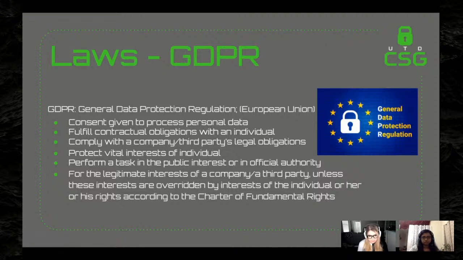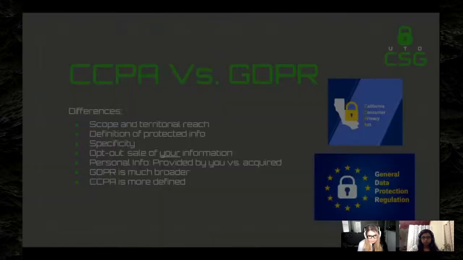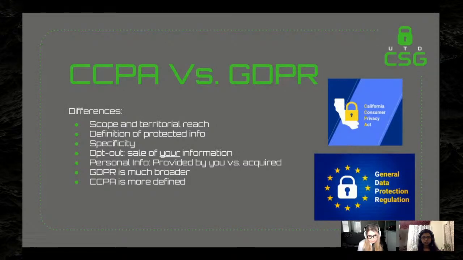So there are some differences between the CCPA and the GDPR, and this includes scope and territorial reach of each, how they define protected information, the levels of specificity in each of these laws, and they also have an opt-out right for sales of personal information.